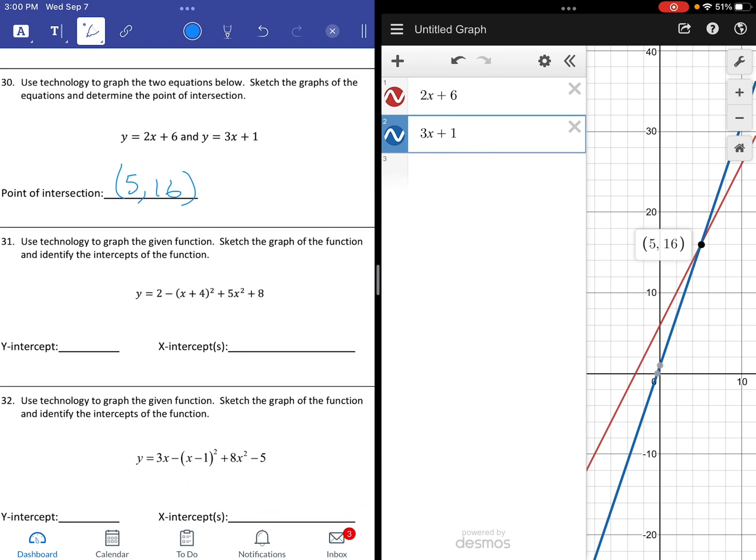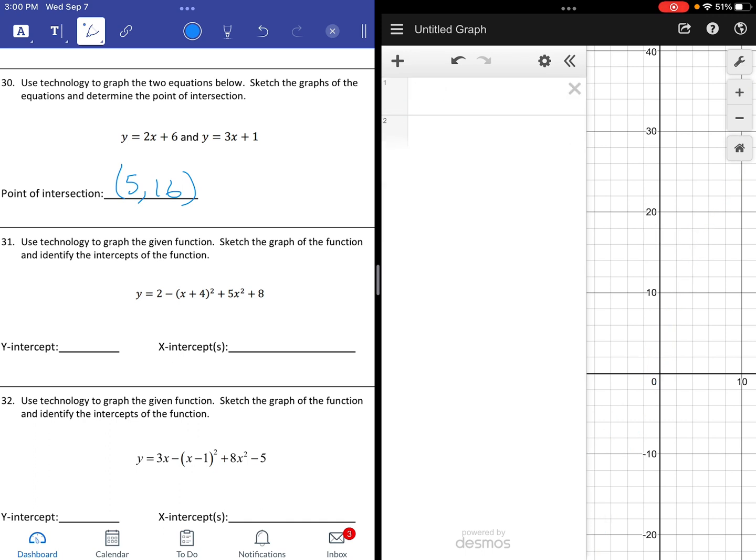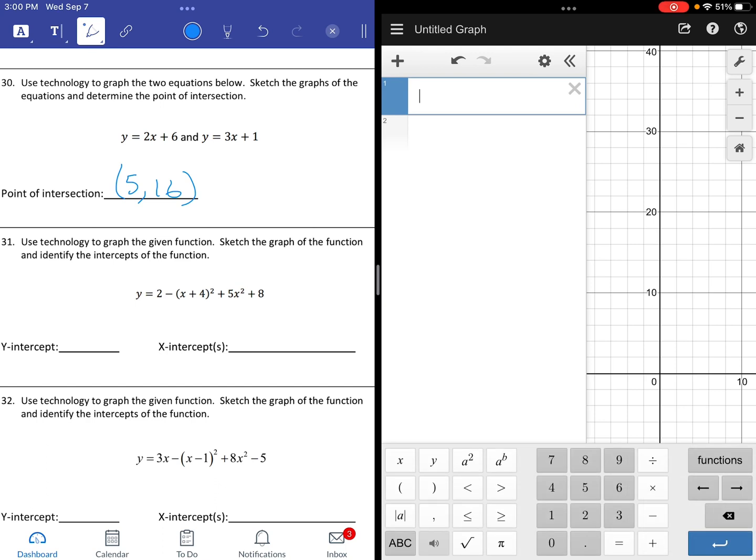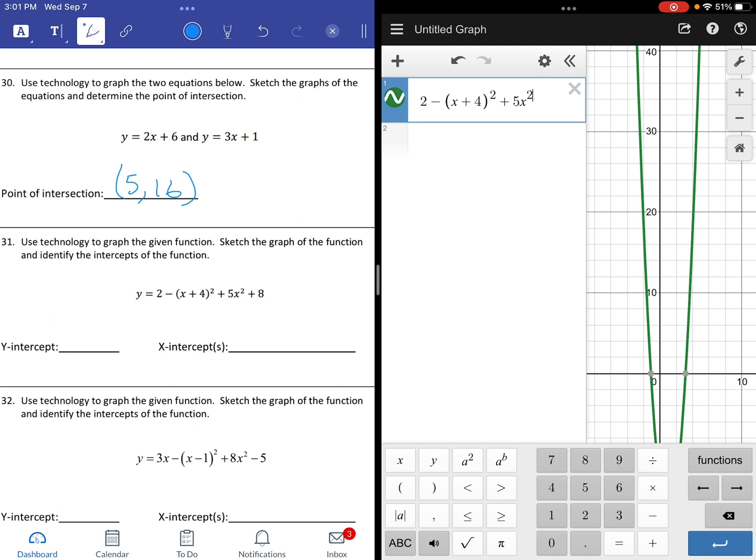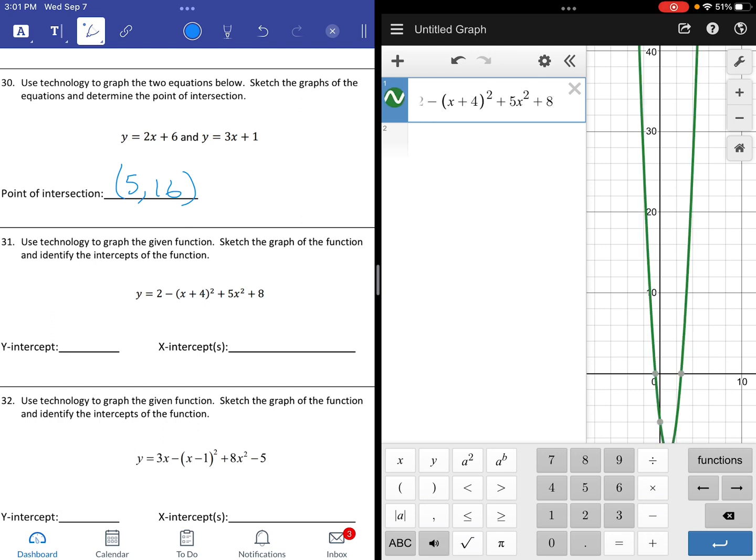All right. Next, we're looking for the y-intercept and the x-intercepts. It could be multiples. We're going to type in our equation. Again, you don't need the y equals. You're just putting in the numbers. So you got 2 minus, just write exactly what it looks like, (x plus 4) squared plus 5x squared plus 8. Oops. Plus 8. There we go. So that's what it should look like.